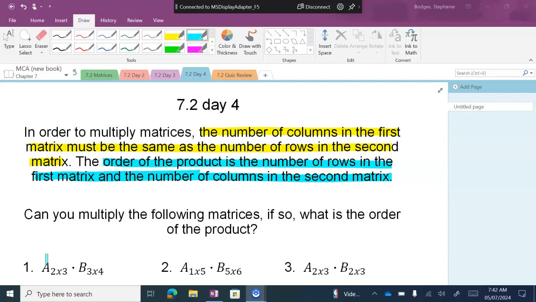Okay. So I just have a few examples here to look at and see, can we multiply? And if so, what size our answer is going to be. Other than that, the process is going to be exactly the same.